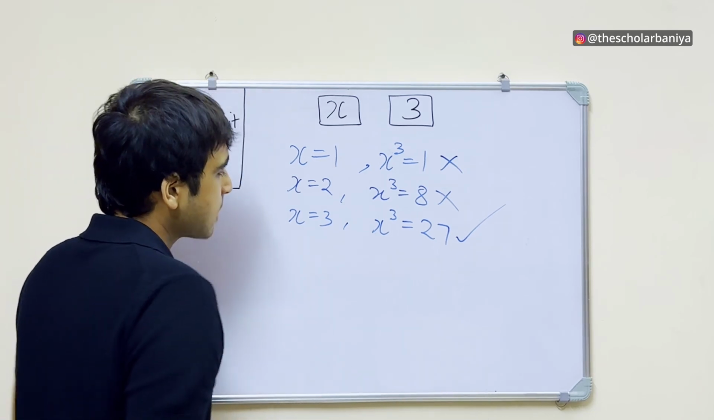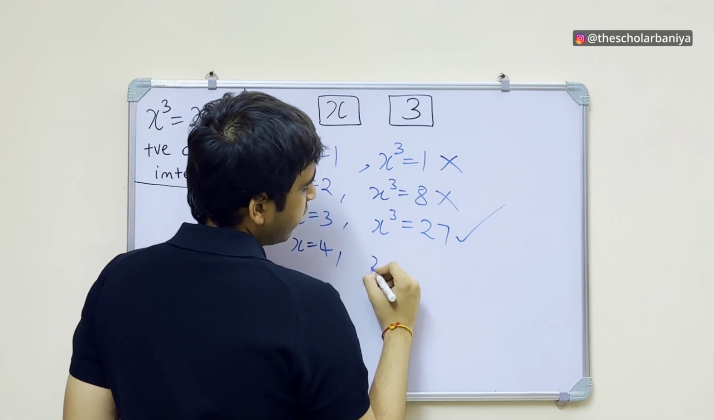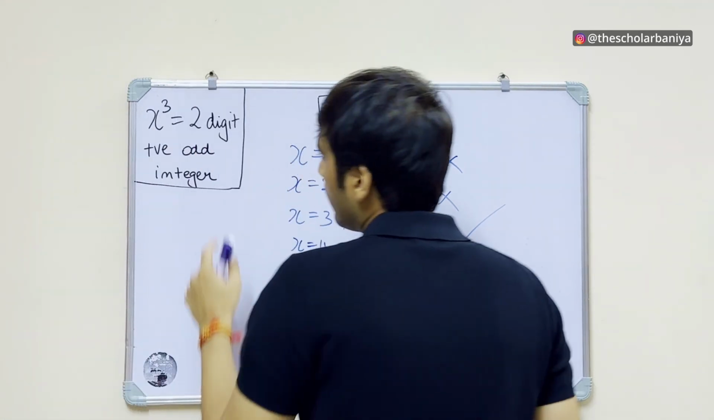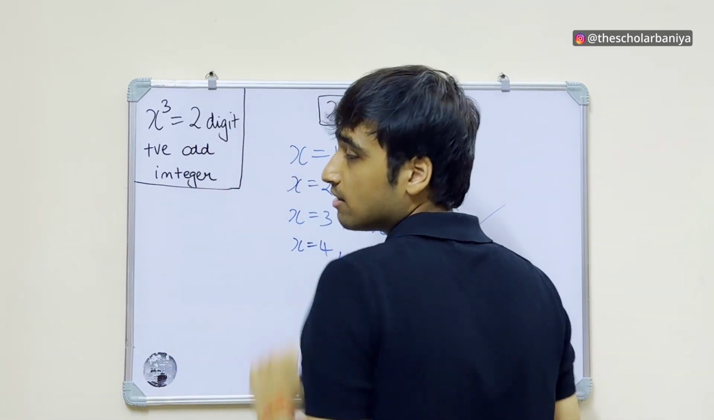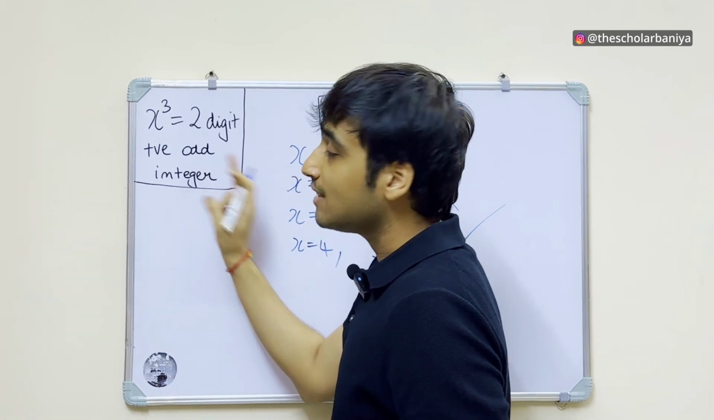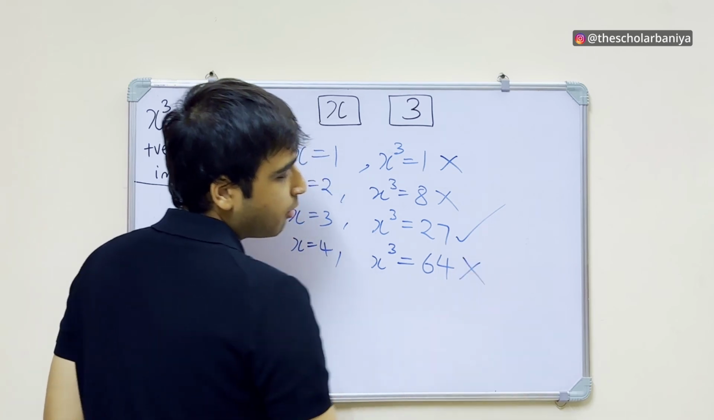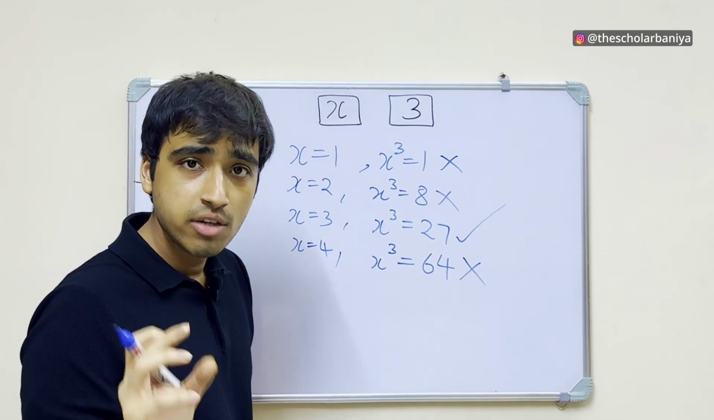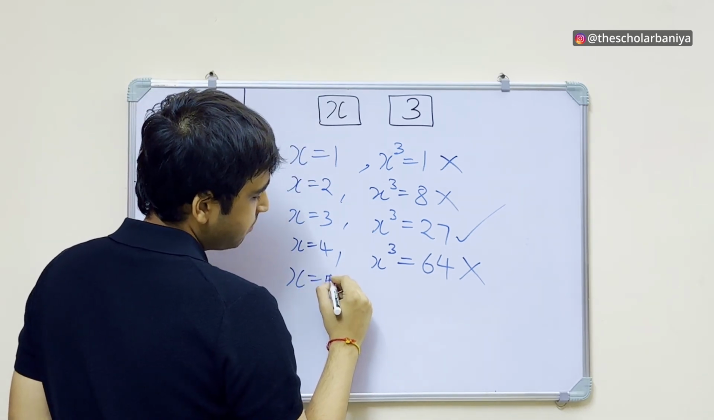Perfect. Now let's talk about x equals 4. So what will be x cube? X cube will be 64. Right? 64 is two digit. Is it positive? Yes, but it is even. It is not odd, right? So this is not possible because in the question it is given that we need a two-digit positive odd integer, right?